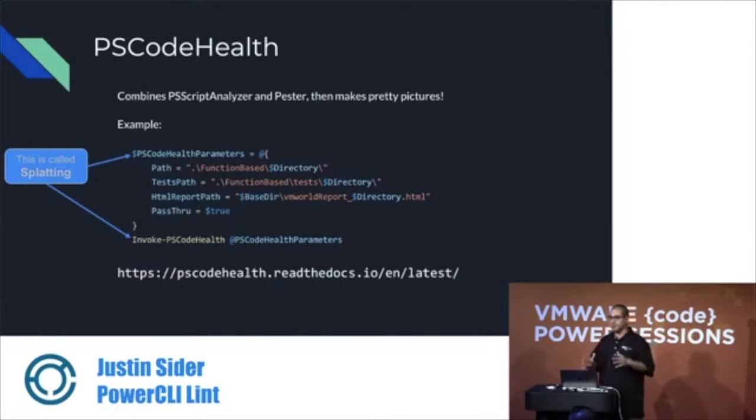All right. So one of the things I found pretty recently was a project called PSCodeHealth. One of the nice things it does is wrap PSScriptAnalyzer and Pester together and run both of those for you. So you install one module, and you get all the benefits of both. There are some things you need to pay attention to in the documentation on how you set up your test files. But it's pretty cool. If you don't know what this is, it's called splatting. It's a way to make parameterization easy when you call the script.